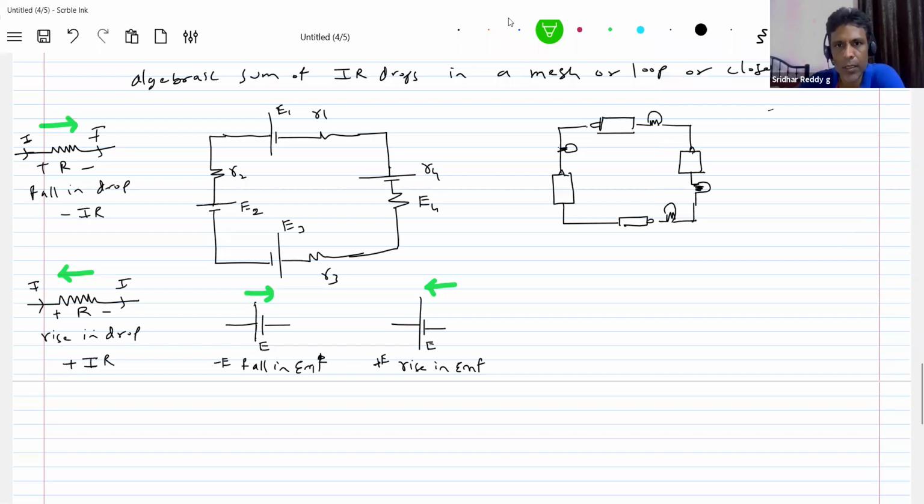Okay, I'll come to the direction of traverse. So here, what is this green color arrow? The direction of traverse.